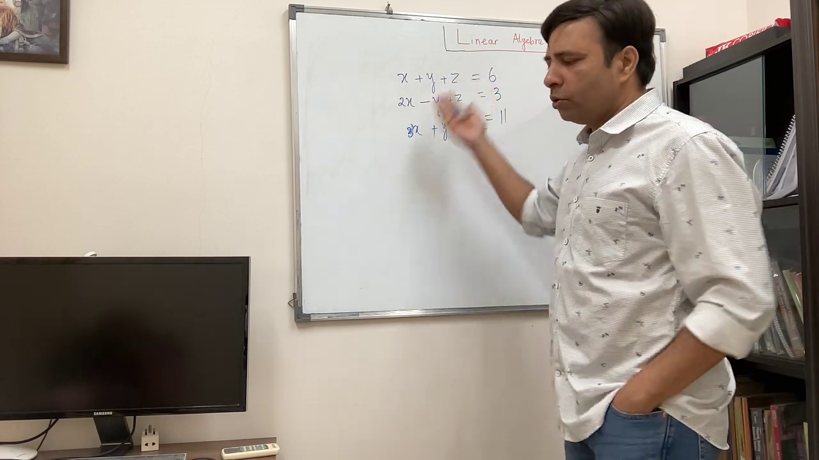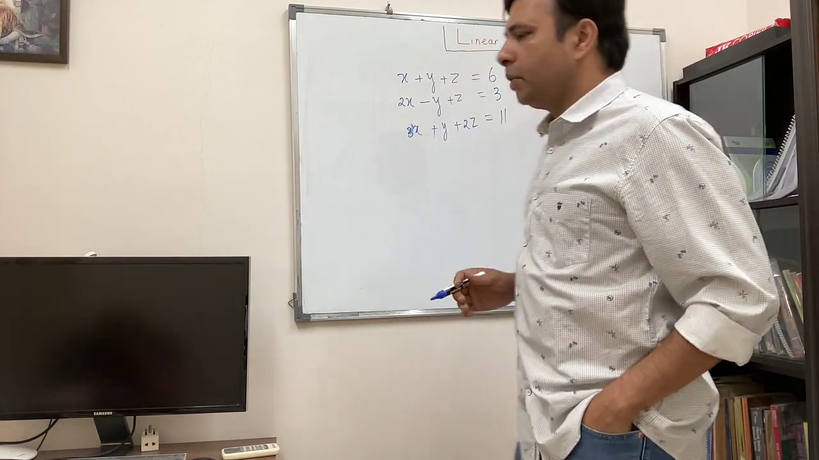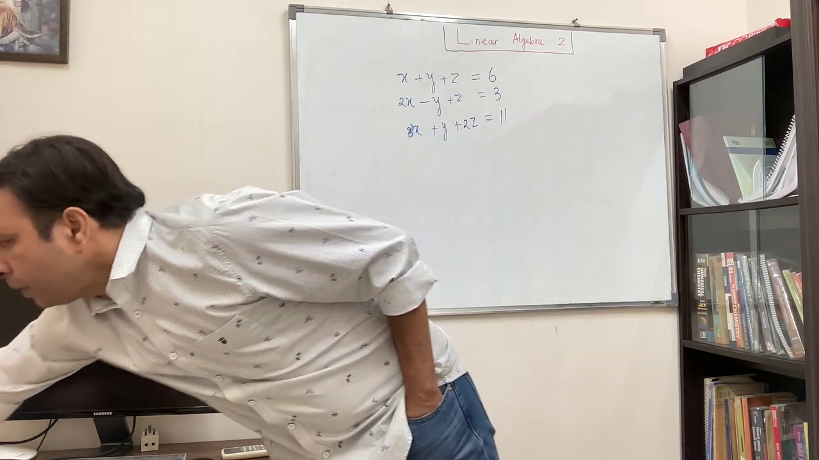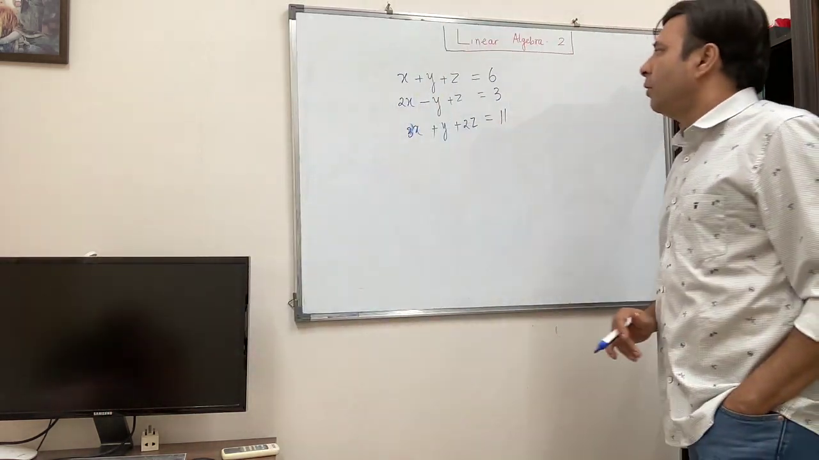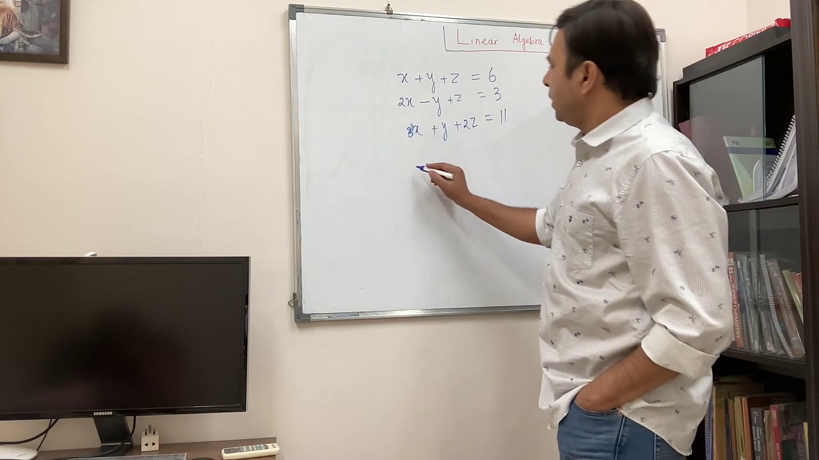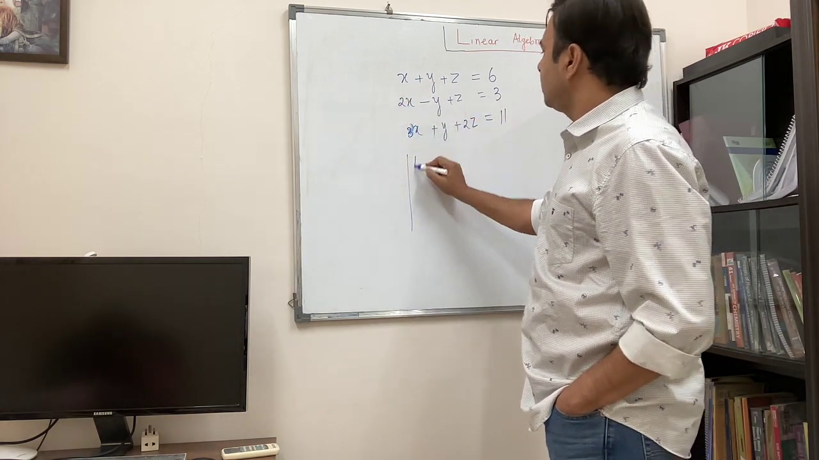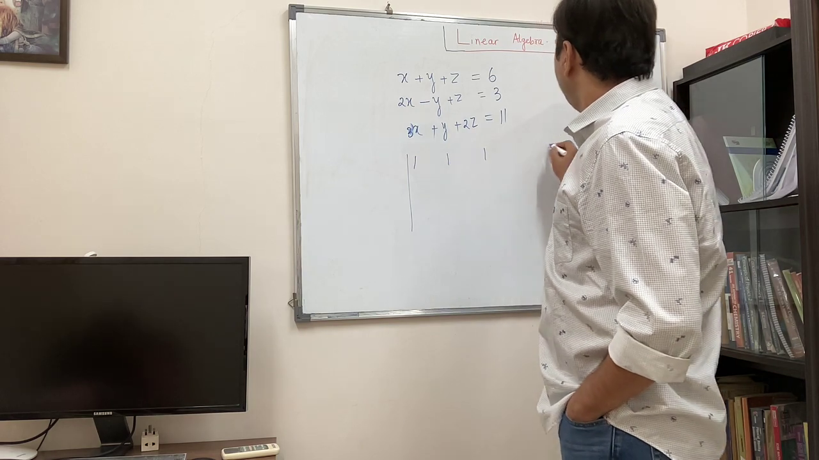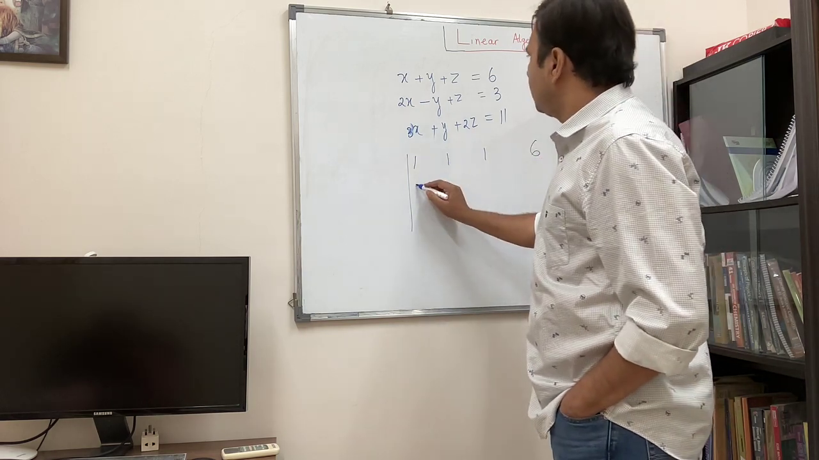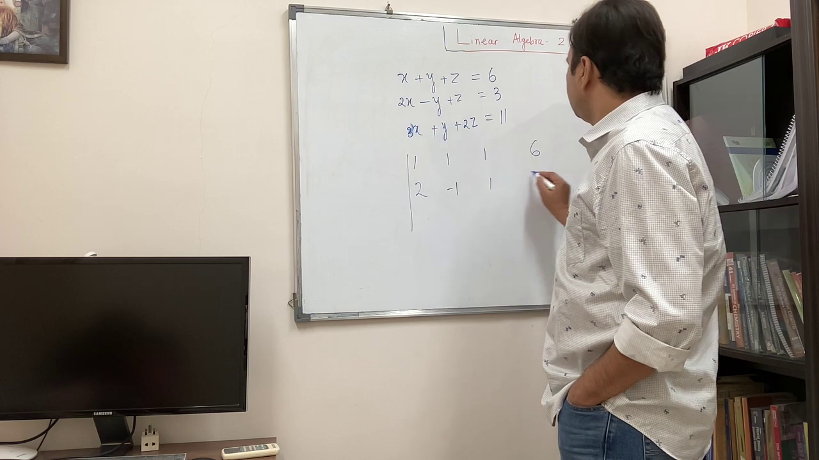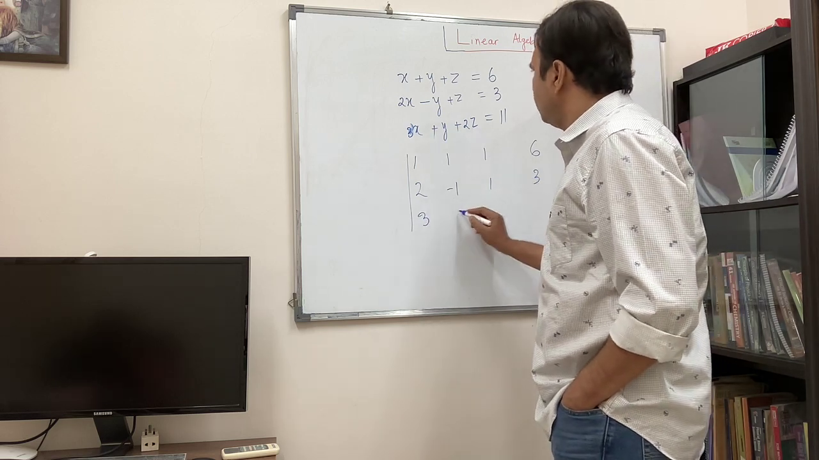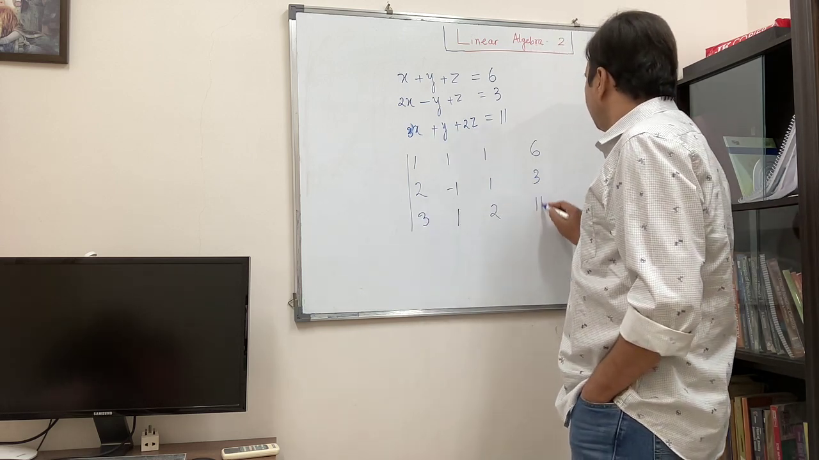which you do actually whenever you solve these kind of equations, you do that in the background, but let's make it more methodological, that is how we want to do it. So let me write this. If I write the augmented matrix of this, it will be 1 1 1 and then 6, and then 2 minus 1 1 3, and then 3 1 2 11.